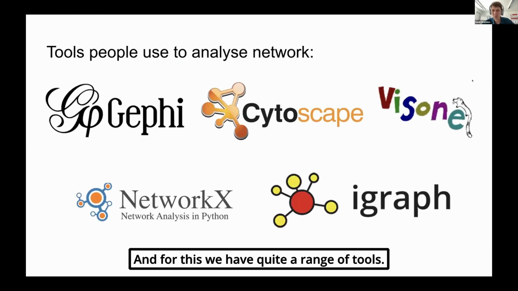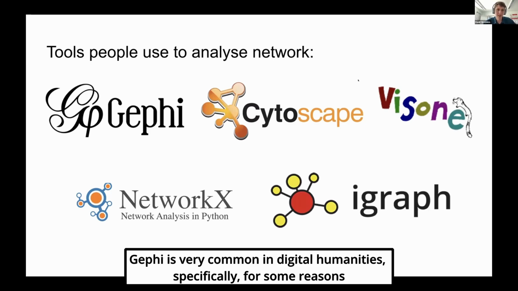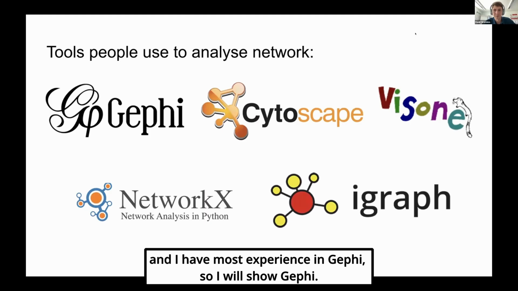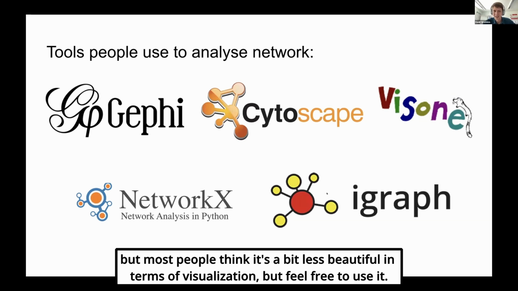How do we measure those things? And for this, we have quite a range of tools, actually, and I have experience with more than one. So it's not that there is just one tool. There is no one tool to rule them all. Gephi is very, very common in digital humanities specifically for some reason. And I have most experience in Gephi, so I will show Gephi. There is also Cytoscape, which is, I think, functionally pretty much the same, but most people think it's a bit less beautiful in terms of visualization, but feel free to use it.